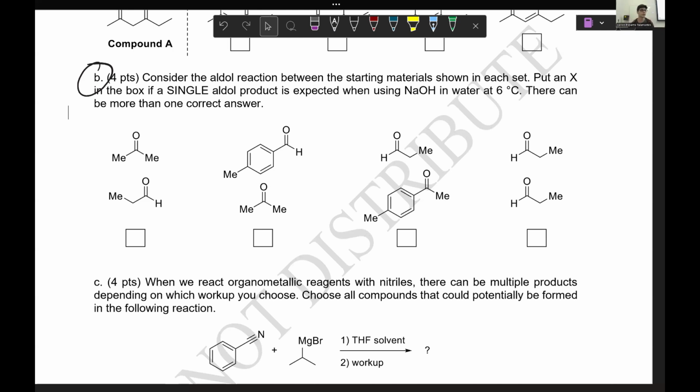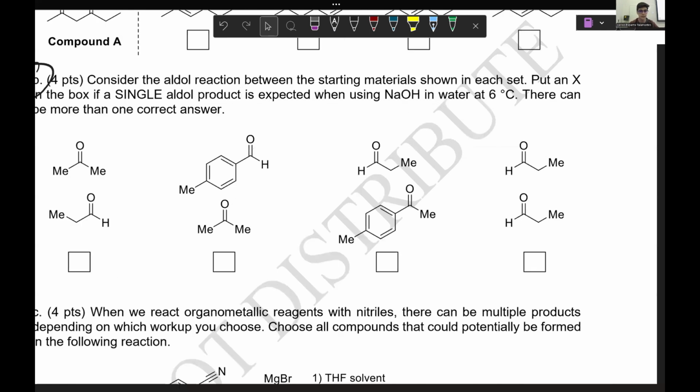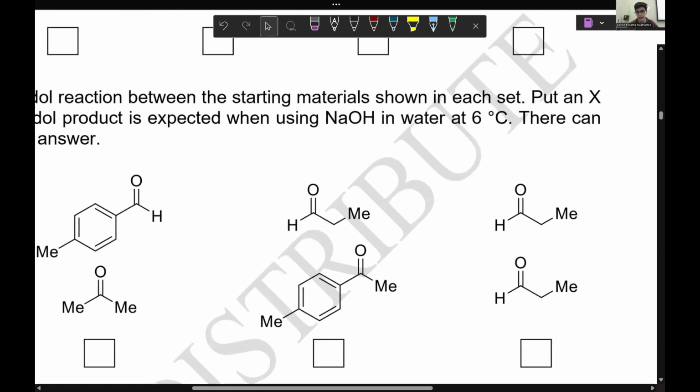Okay, so we can probably talk about it now that you guys had some time to look at it. For this problem, we're looking at aldol reactions, and we want to see which pairs of reactants form a single product. If it's not forming a single product, it's probably forming a whole mixture of products, which is not desirable. It's kind of just a mess. So you want the one where you actually get just one product. The other thing to keep in mind is that this is happening at 6 degrees Celsius.